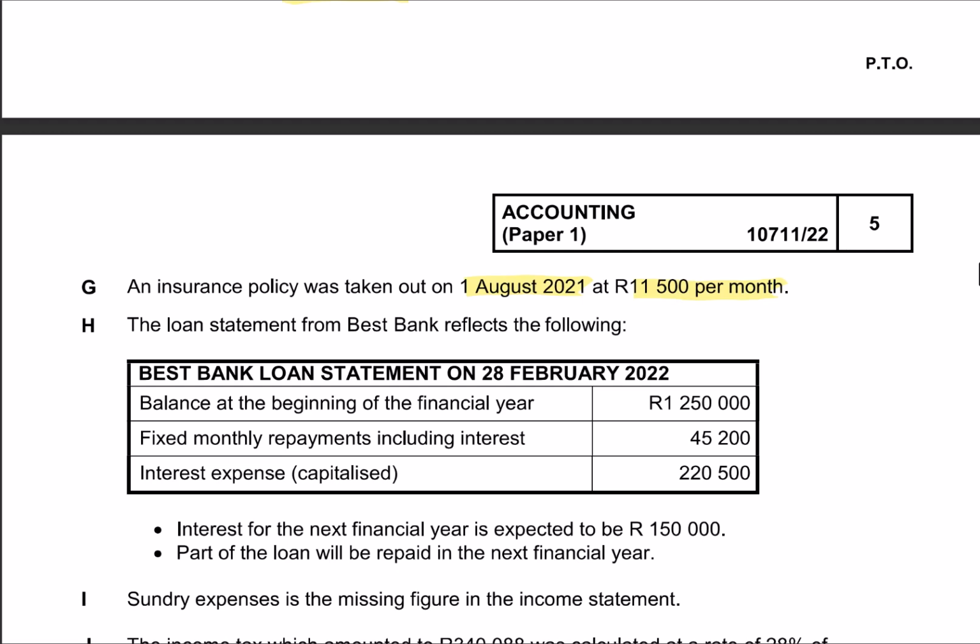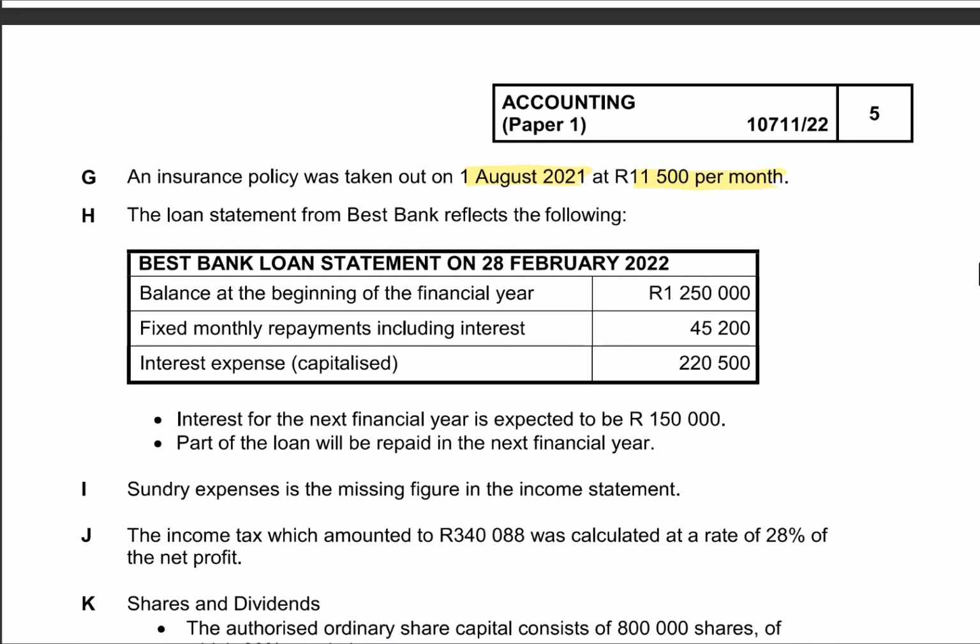The loan statement from Best Bank reflects the following. Right, balance at the beginning of the year, it's 1,250,000. That's the opening balance. Right, fixed monthly repayments including interest 45,200. Interest expense capitalized, right, 220,500. So from that we can calculate the closing balance of the loan.